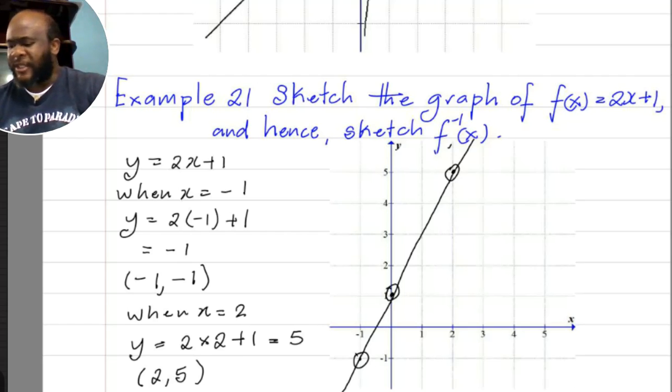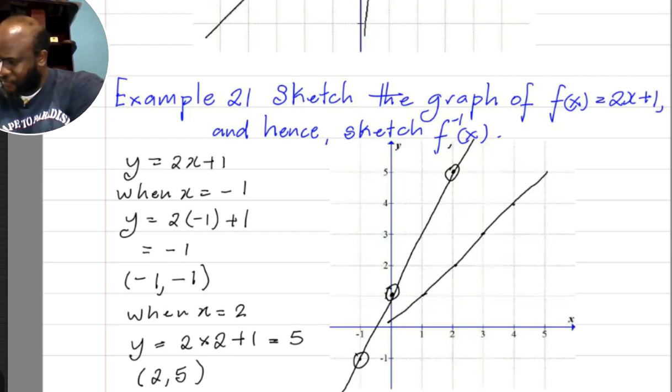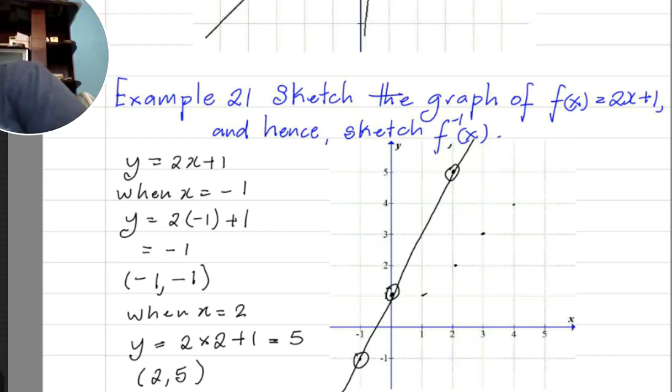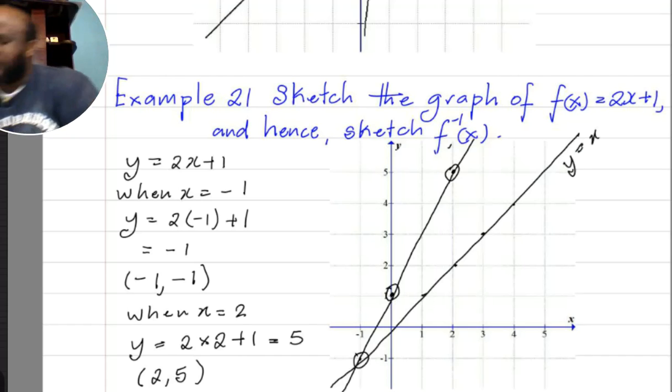Now remember, the line y is equal to x is a straight line that passes through all points on the graph where x and y have the same value. So it passes through the point 1, 1, 2, 2, 3, 3, 4, 4, etc. Obviously, it would also pass through the origin. So let's draw a sketch of this graph. This is the line y is equal to x. So we have the graph of f of x, and we have the line y is equal to x.